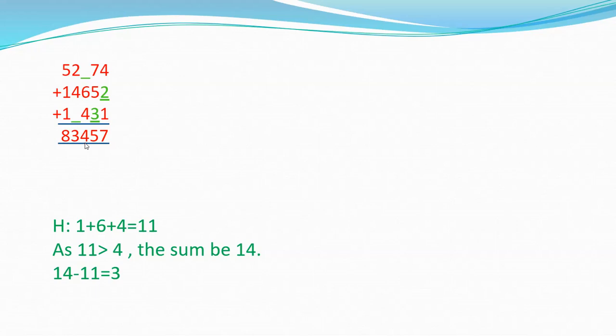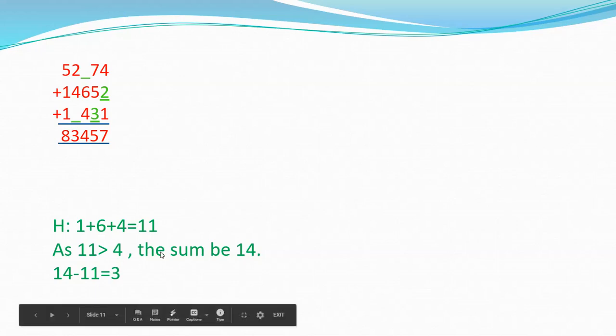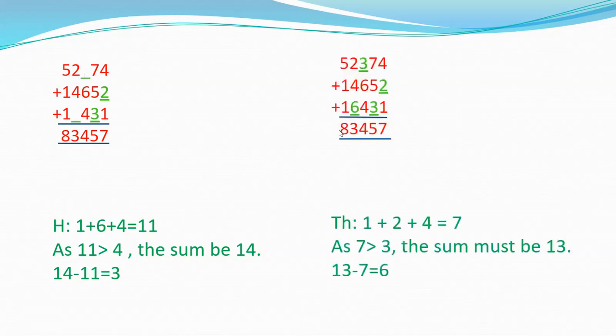This sum is 11 and here is written 4. It means this is not 4. It will be 14. 11 is more than 4. The sum will be 14. So 14 minus 11 equals 3. So what number will come here? 3. Clear to all of you? Now the next one. Ones, tens, 100 we have done.